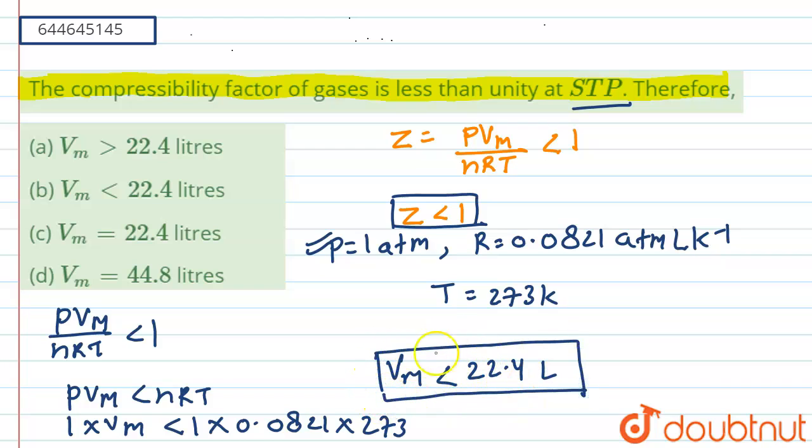This inequality will be satisfied when the compressibility factor is less than 1, that is when our V_m is less than 22.4 liters at STP. So if you check the options here, option B is the correct one, which states that V_m is less than 22.4, and I have shown you how it comes. I hope you got the concept.